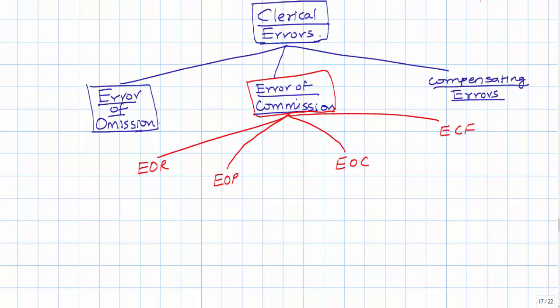So what is this error of recording, or when does this error arise? The error of recording would arise when a transaction is wrongly recorded in the books of accounts. Say for example, you have sold goods to Mr. X for say $500, but in the books it is recorded as $550. So this is an error which has arisen because of recording.